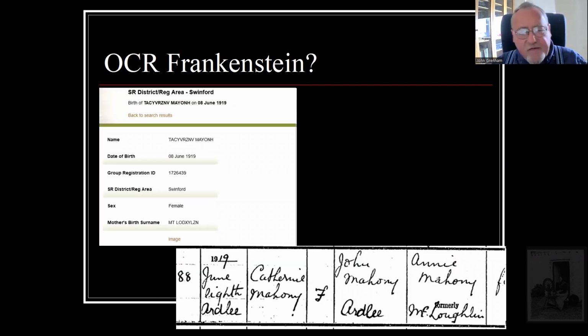And after 1914, the transcription process, I think they've been experimenting with optical character recognition. For example, this is 1919, where we have Catherine Mahoney, born on the 8th of June 1919, mother's maiden name McLaughlin. Okay, if you look at what this is, you can see there is a similarity between the shape of the letters and what turns up, and the mother's maiden name is McLaughlin. So I think they're experimenting with different kinds of recognition. I think the upshot is the transcriptions are a bit less accurate once you get past 1914.